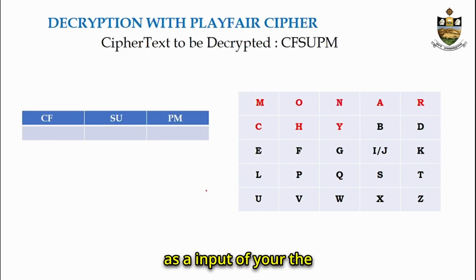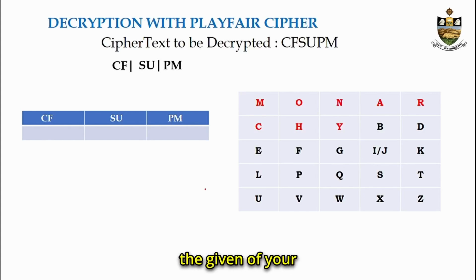The decryption process takes the ciphertext as input. So now we take the three pairs of ciphertext: CF, SU and PM. According to CF, we identify the letters by the given 5 by 5 matrix. C is in the second row, first column, and F is in the third row, second column. So it is not in the same row.